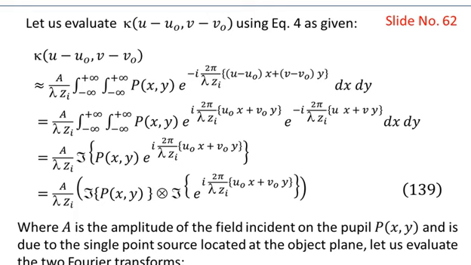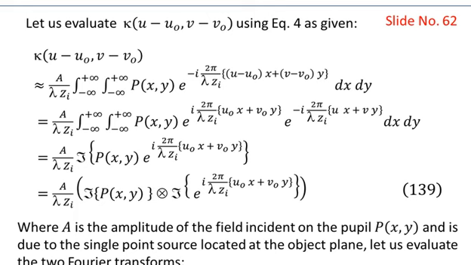So you see that we have separated the integrals, not in the x and y variables, but we have shown the curly brackets where we have the Fourier transform of the quantities in the curly brackets, which is P of x comma y e to the power iota 2 pi over lambda z_i, u naught into x plus v naught into y. Because u naught x plus v naught y are not independent, but you note that x and y are there, so we have to take the Fourier transform of this quantity.